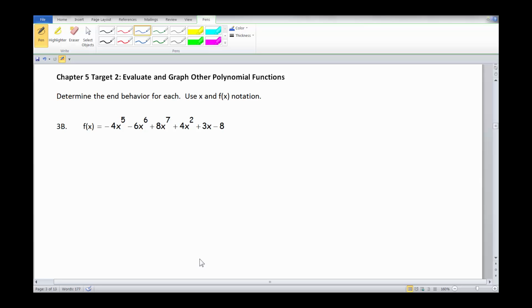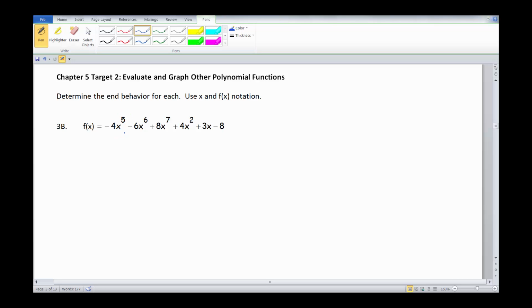Here we are in our Chapter 5, Target 2, Problem 3b. We're asked to determine the end behavior for each of these using x and f of x notation. Now, in just looking at our function, we see here it is. And unfortunately, it's not always necessarily just that first term.